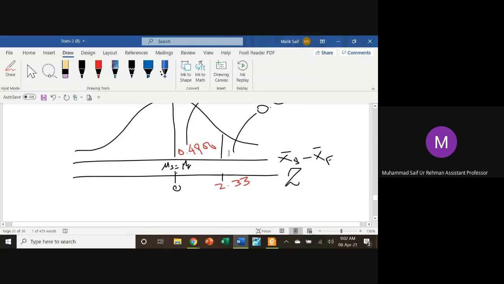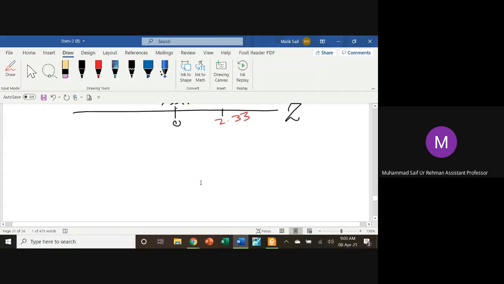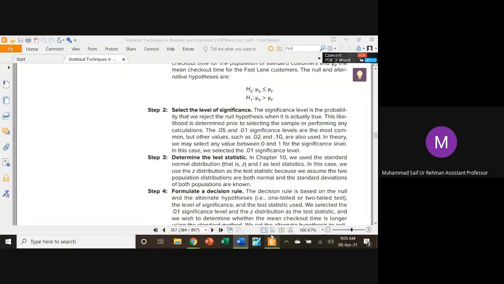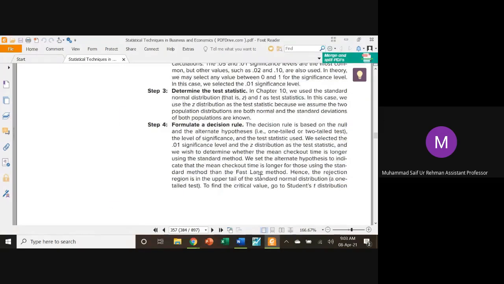So in that particular case, we will reject H naught, and if the calculated value is less than this value, we will be in this region. That means we would accept the null hypothesis, or in other words, you can say if some value is less than 2.33, the critical value, we would remain unable to reject the null hypothesis. So you will write down this in step 4, right?